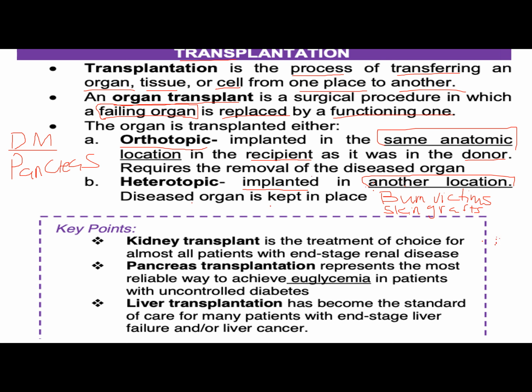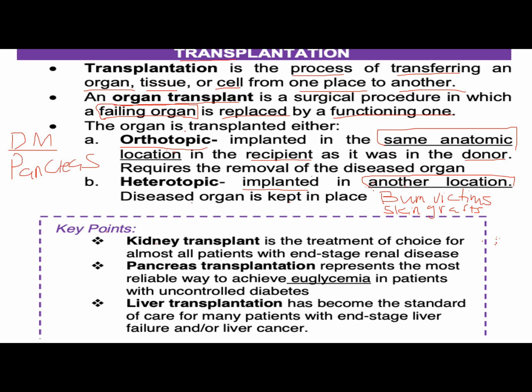This organ is kept in place. So take note of the difference. Orthotopic, same anatomic location in recipient and donor. Heterotopic, implanted in another location. Those are the key words that you need to take note of.